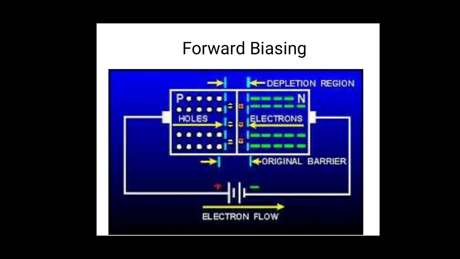So electrons in the n type move towards the junction, and holes also move towards the junction, and they neutralize the positive and negative immobile ions. So this depletion region gets narrow, it breaks down, and hence the flow of current will start, and this is called the forward biasing method.